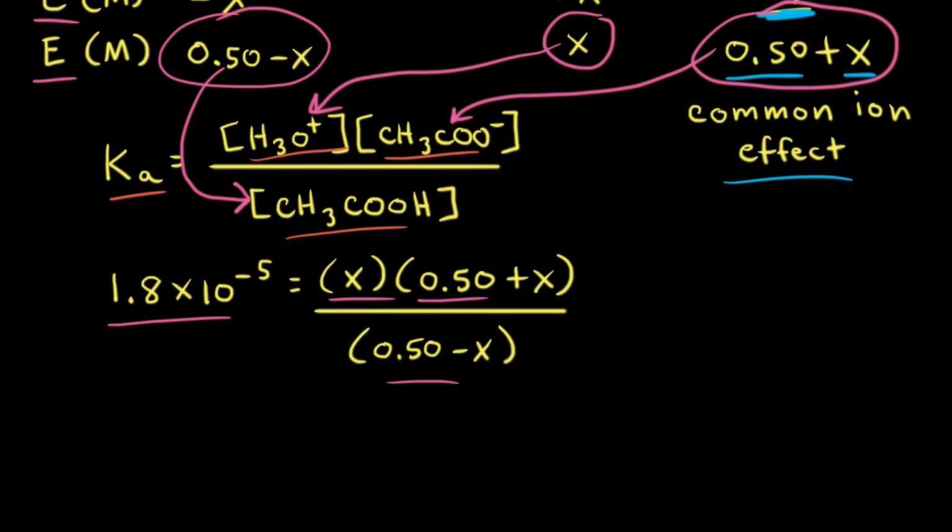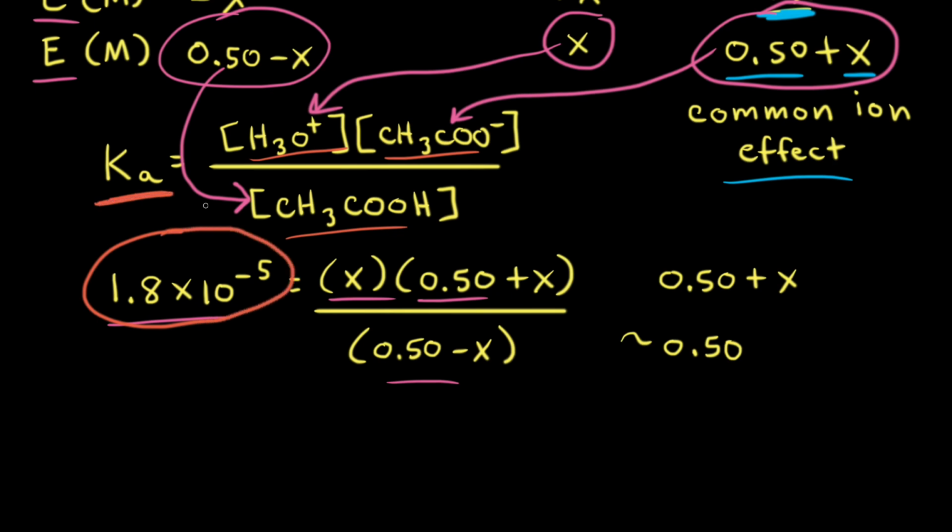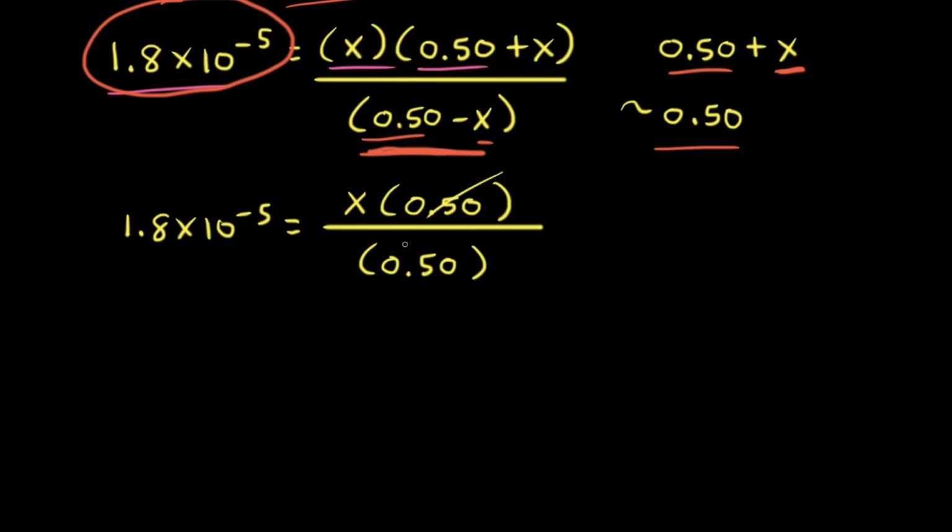Next, we need to solve for X, and to make the math easier, we can make an approximation. With a relatively low value for Ka, acetic acid doesn't ionize very much. Therefore, we know that X is going to be a very small number. And if X is a very small number compared to 0.50, 0.50 plus X is approximately equal to 0.50. The same idea applies to 0.50 minus X. If X is a very small number compared to 0.50, 0.50 minus X is approximately equal to 0.50. And with our approximations, the 0.50s would cancel out and give us X is equal to 1.8 times 10 to the negative fifth.